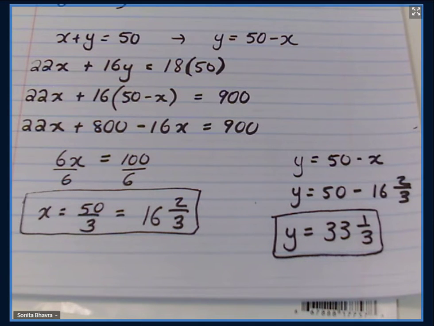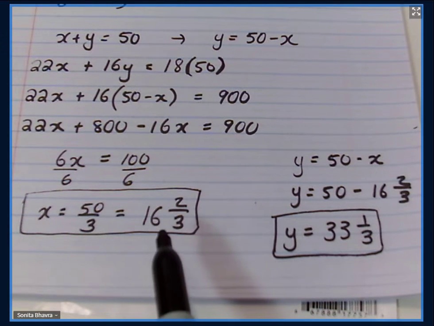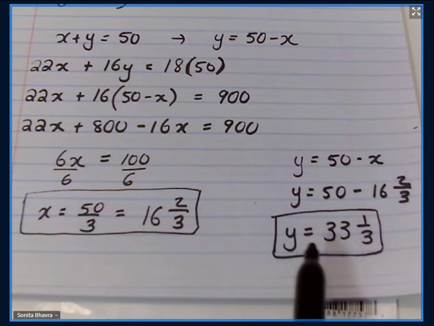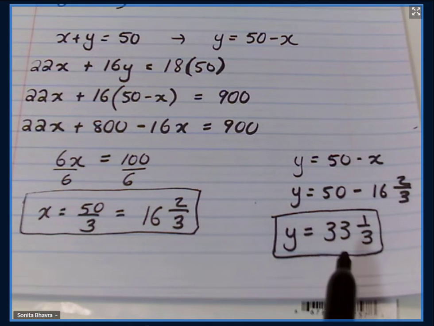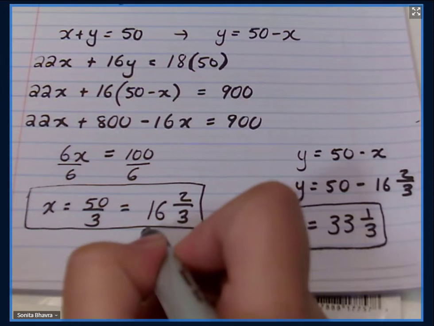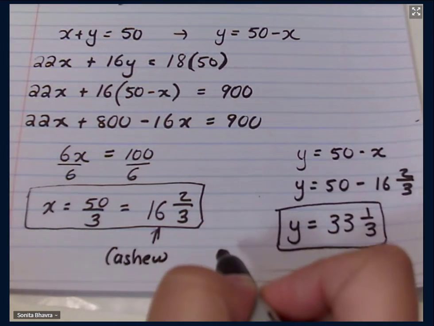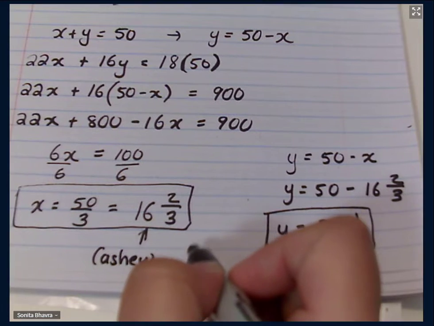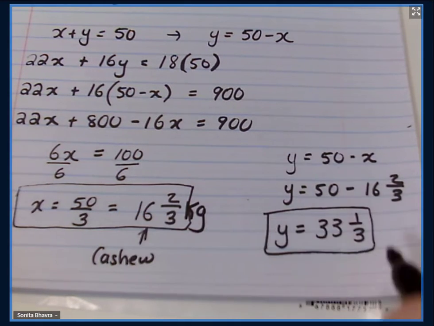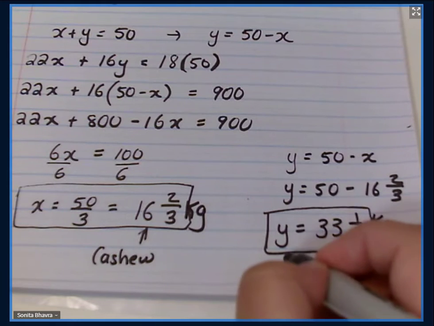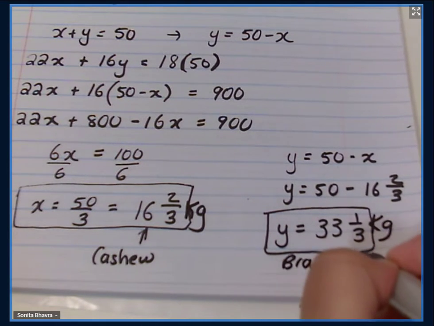All right, so lastly, we just have to write our sentence, what amounts of each. So the mixture had 16 2/3 kilograms of cashew nuts and 33 1/3 kilograms of Brazil nuts. I'm running out of room here, so I'm just going to write that this was our amount of cashew in kilograms. And I'll just add kilograms here and kilograms here, and this is our amount of Brazil nuts.